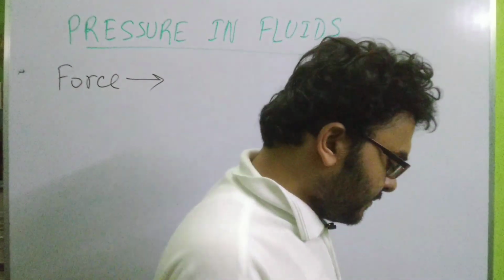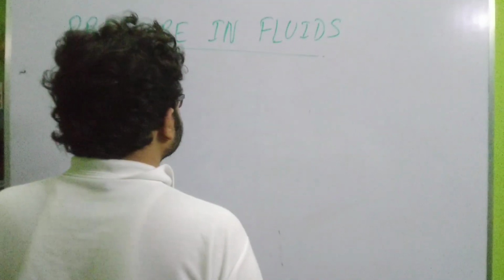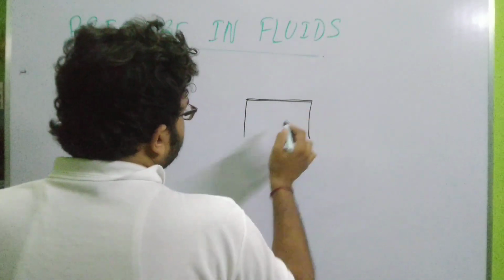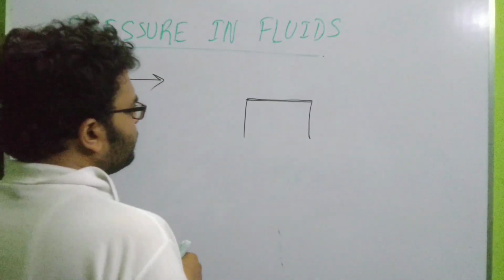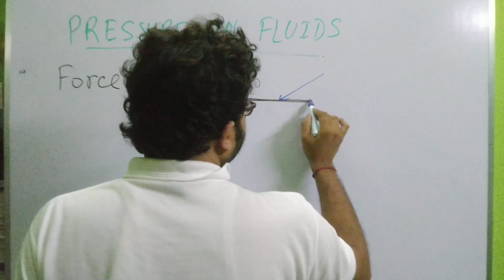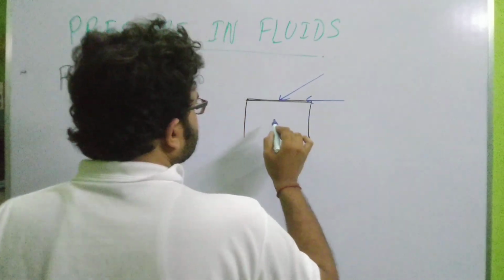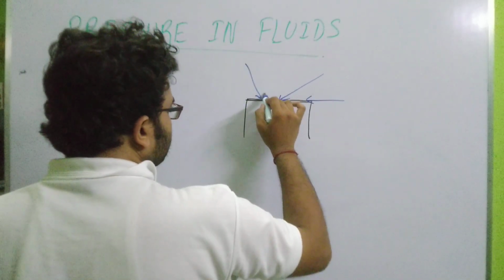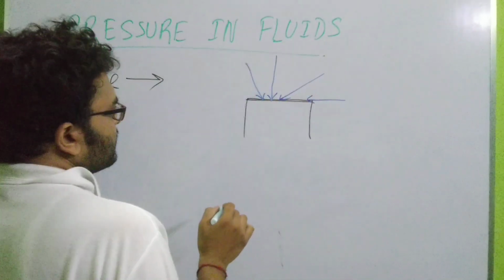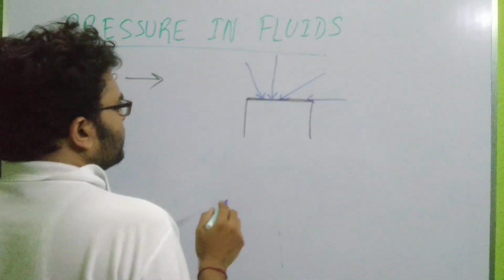Now, if we consider a surface and we are applying a force, that force can be applied in many ways. For example, let us consider a surface. Say this is a surface. Now you can actually apply the force in various ways. Like this, you can apply a force. You can apply a force like this. You can apply a force like this, or you can apply a force exactly perpendicular like this. So there are various ways by which you can apply the force.